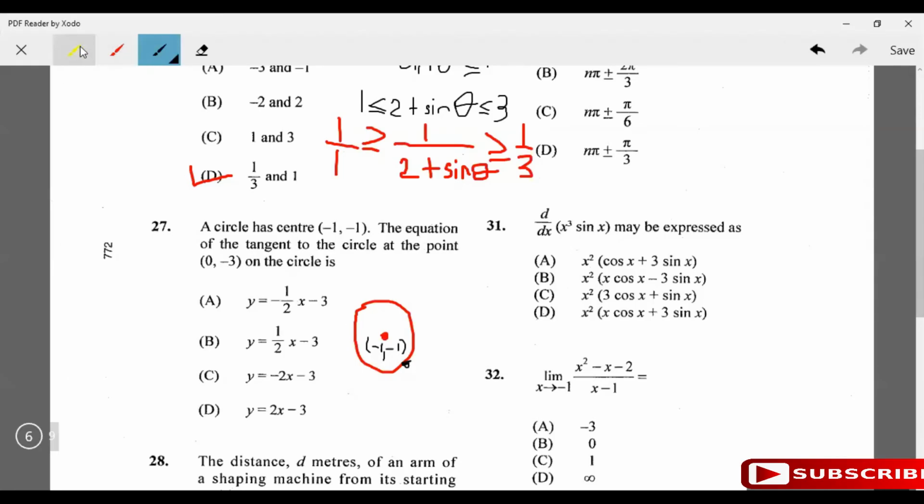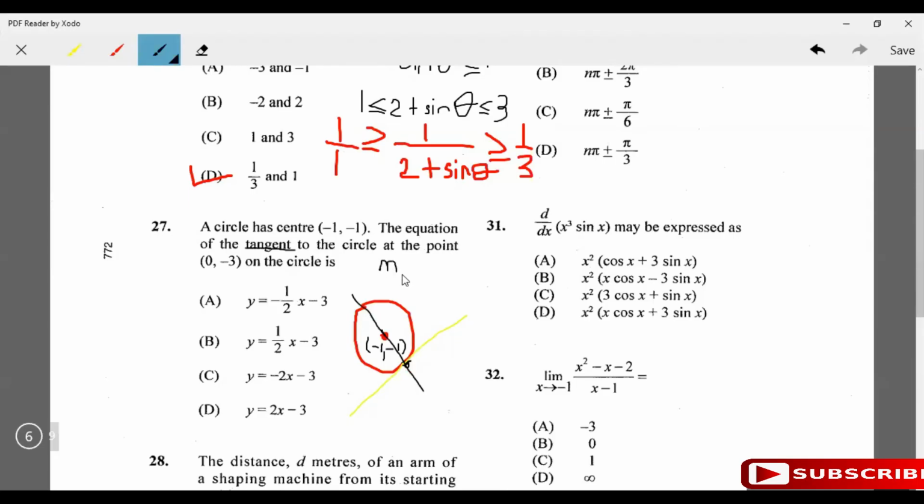They want the equation of the tangent. So I'm going to use a yellow line to represent the tangent. So this is a tangent. And I'm going to use a black line to represent the normal. And what they want is the equation of the tangent. So in order to find the equation of the tangent, we first need to find the gradient of the normal.